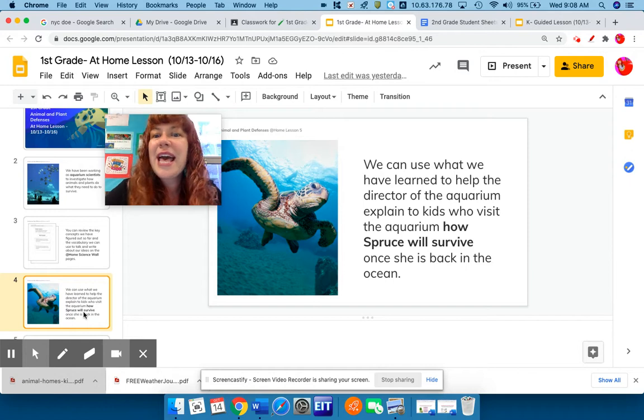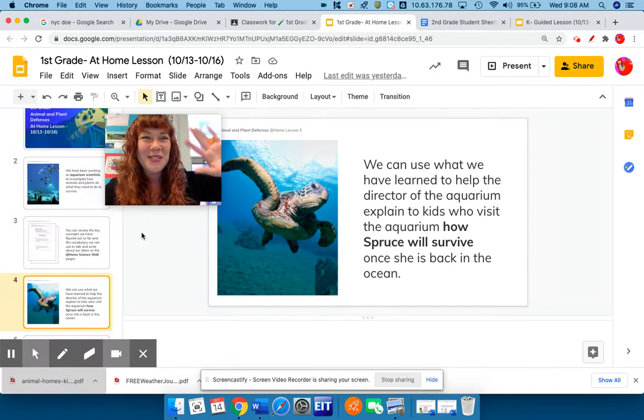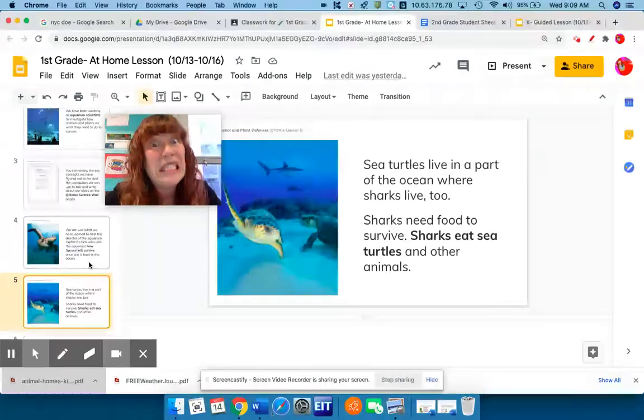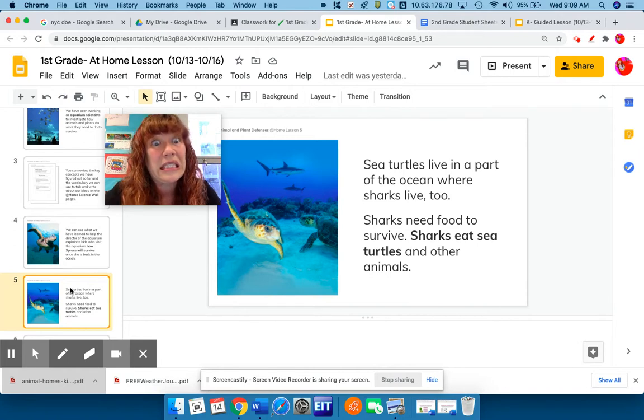So let's use everything that we've learned so far to explain how Spruce will survive once she's back in the ocean. Say hi to Spruce. Hi, Spruce. In order for us to learn a little bit more about sea turtles, we're going to have to think about what we already know about sea turtles and then observe some videos of them. Sea turtles live in a part of the ocean where there are sharks, and sharks need food to survive. So sharks eat sea turtles and other animals. Uh-oh.